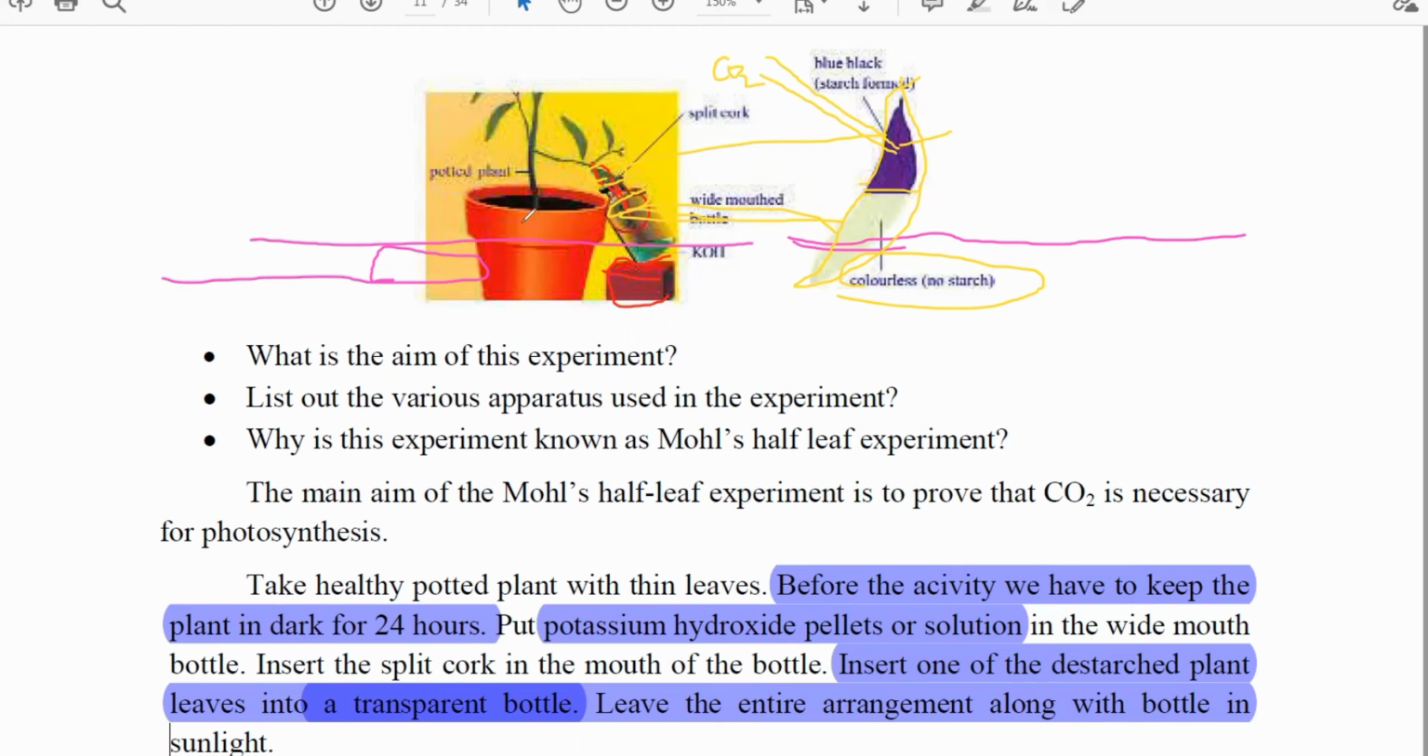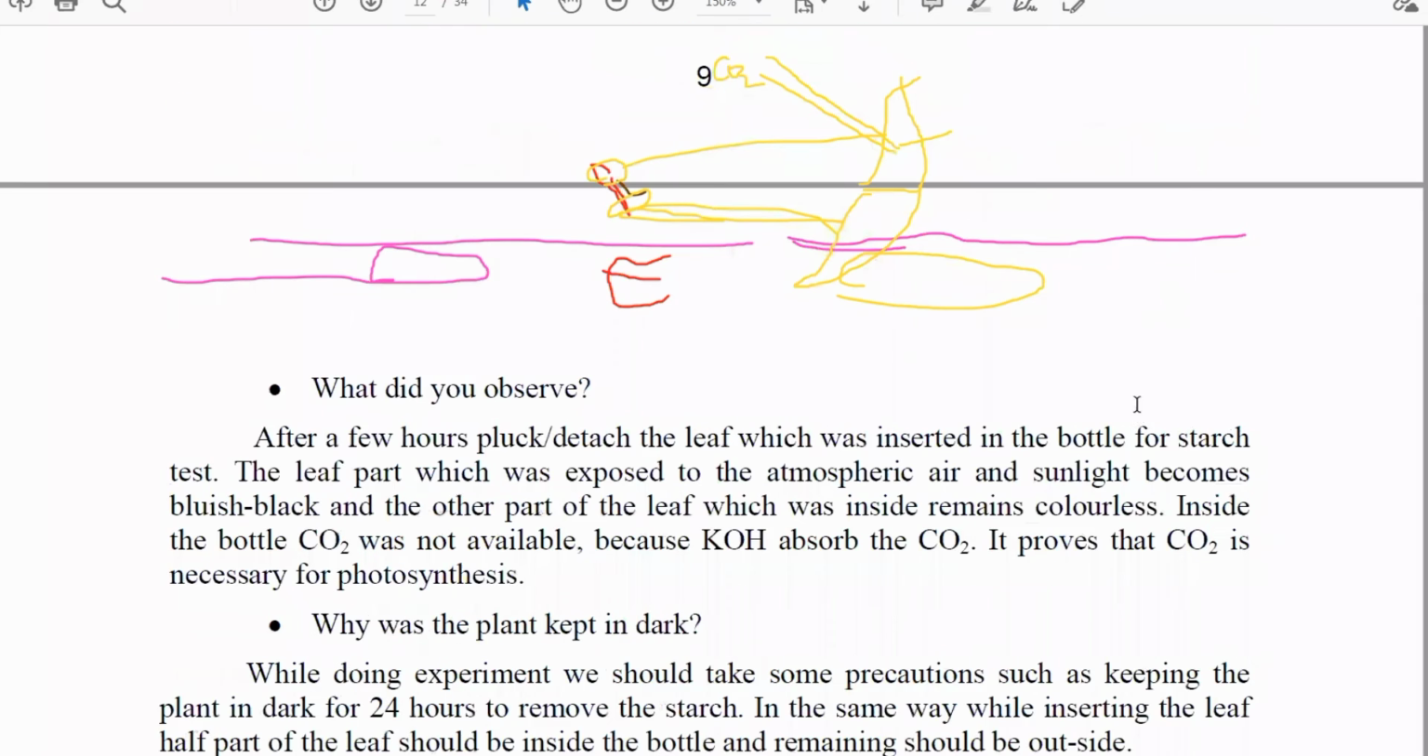Because half of the leaf is used, this experiment is called the half-leaf experiment, because it was first conducted by Moll.